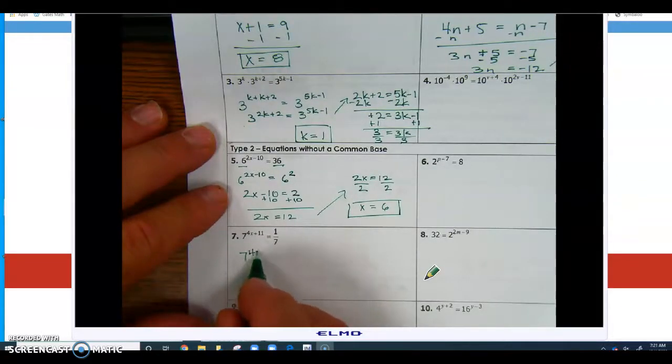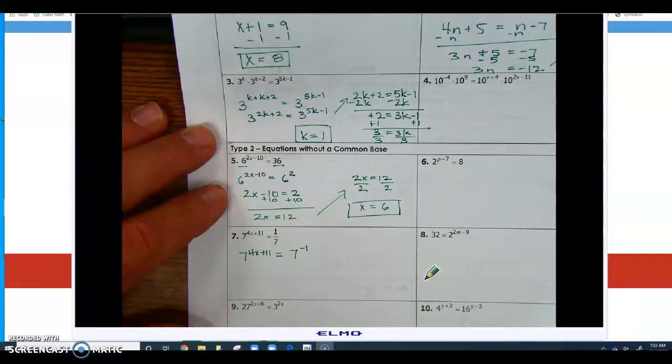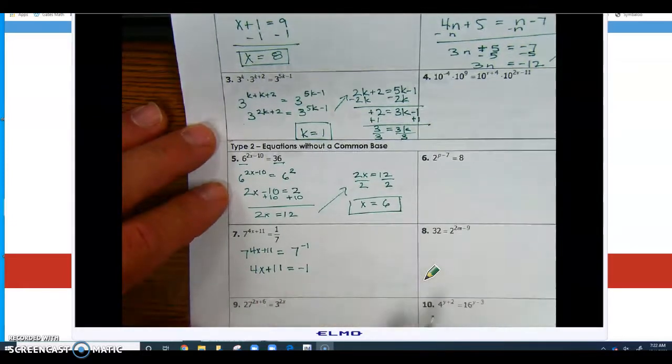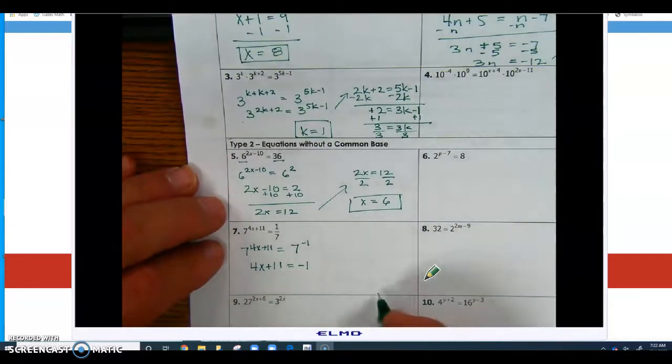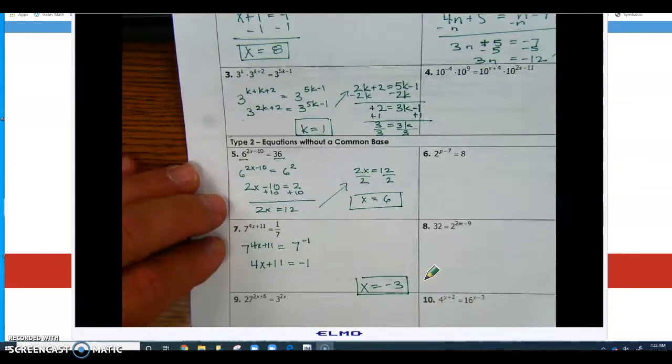This one's tricky, but 1 over 7 is the same thing as 7 to the negative 1 power. Check it in your calculator. So I'm not going to finish this, but I'm going to drop the bases. 4x plus 11 equals negative 1. You should be able to solve it from there. The answer comes out to be negative 3. So work the rest of that and make sure you get it right.